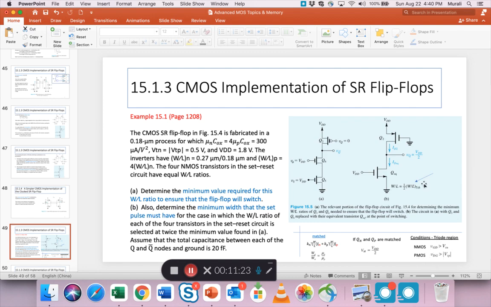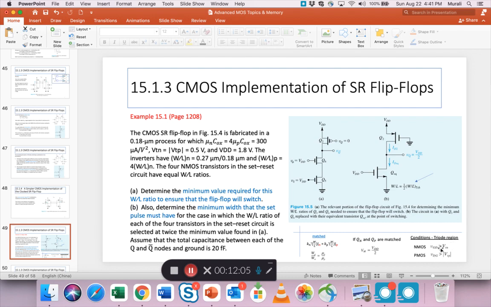So for example, PMOS, right? Consider this PMOS transistor. Its condition for triode is that the drain to gate voltage has to be greater than VTP. Now what is the drain to gate? It is the VQ bar, which we are saying is VDD by 2, and VDD is 1.8, so half of that is 0.9. So this voltage is 0.9, drain to gate, and gate is at 0 or grounded. So VDG, 0.9, is greater than 0.5, so the condition is satisfied.